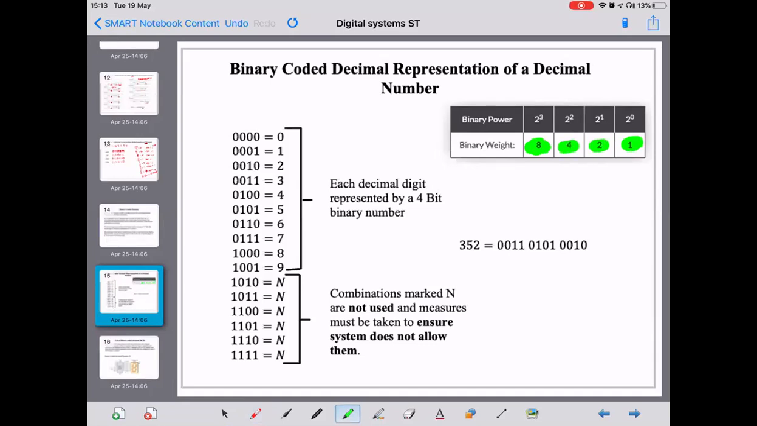So we start our possible combinations with 4 zeros representing the decimal digit 0. We go up to 1001 representing a 9. Okay. The possible combinations beyond that are all not used as marked here.